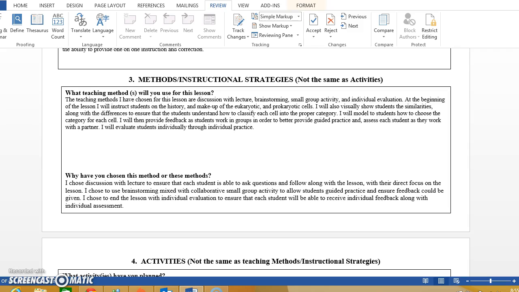Why have I chosen this method or these methods? I chose discussion with the lecture to ensure that the student is able to ask questions and follow along with the lesson, with their direct focus on the lesson. I chose to use brainstorming mixed with collaborative small group activity to allow the students guided practice and ensure feedback could be given. I chose to end the lesson with an individual evaluation to ensure that each student will be able to receive individual feedback along with individual assessment.